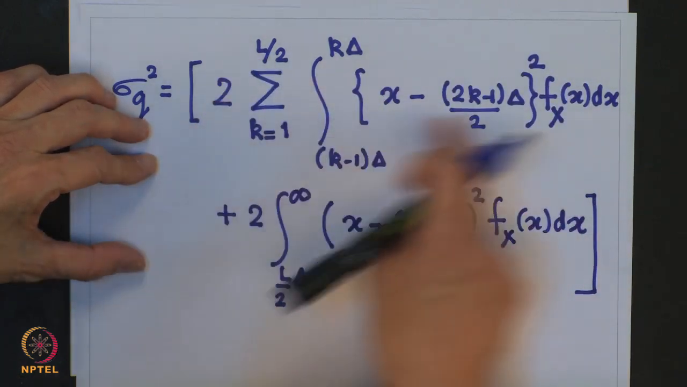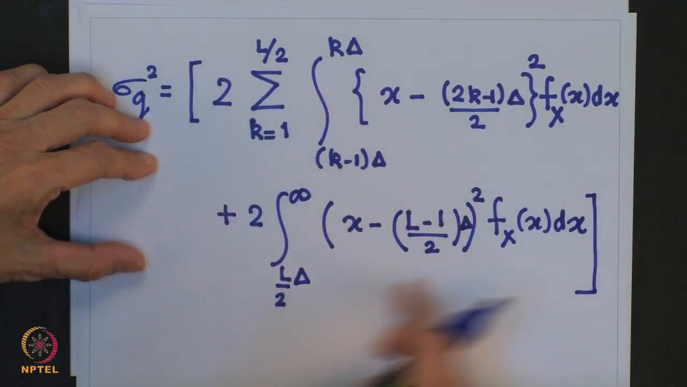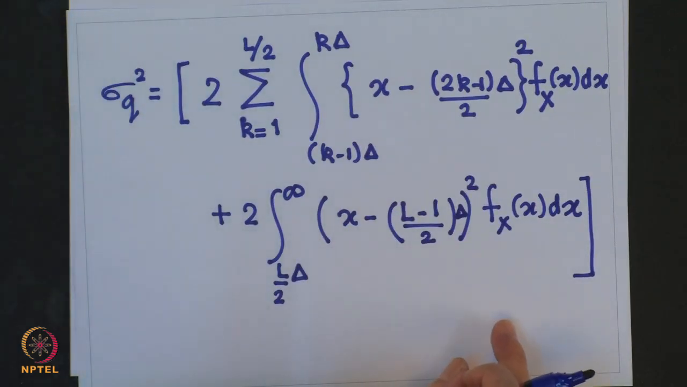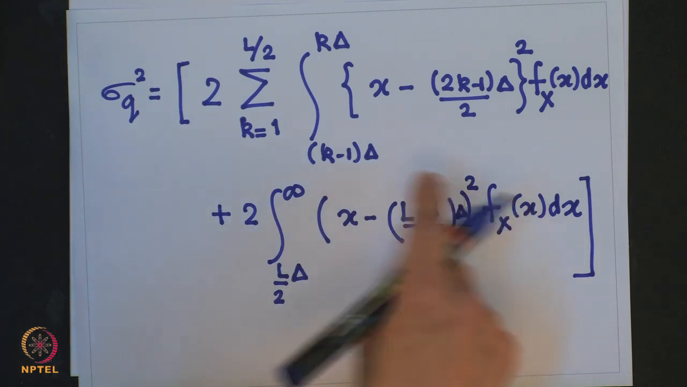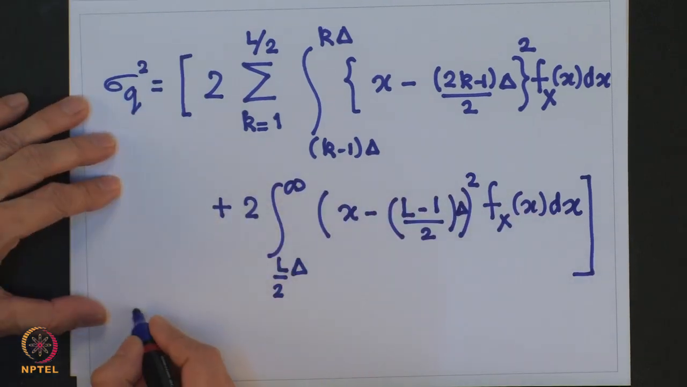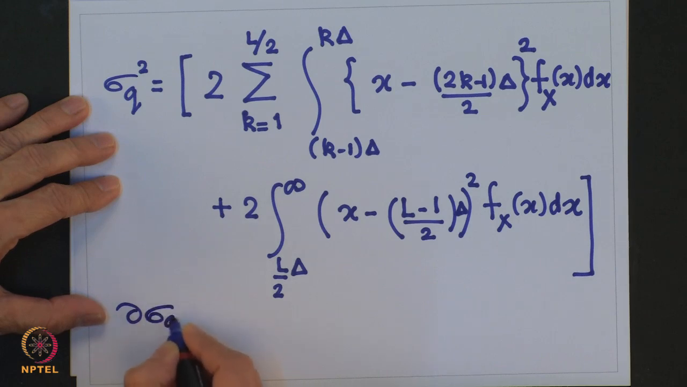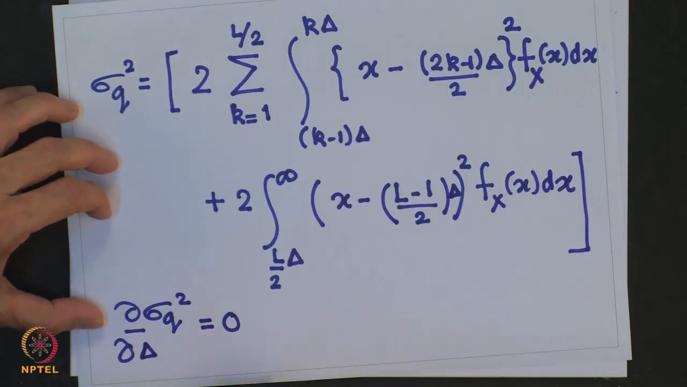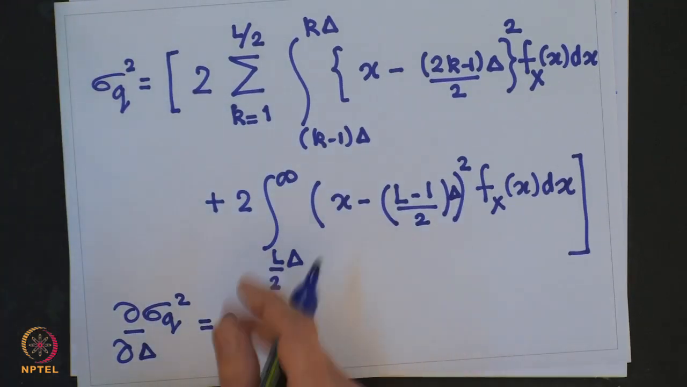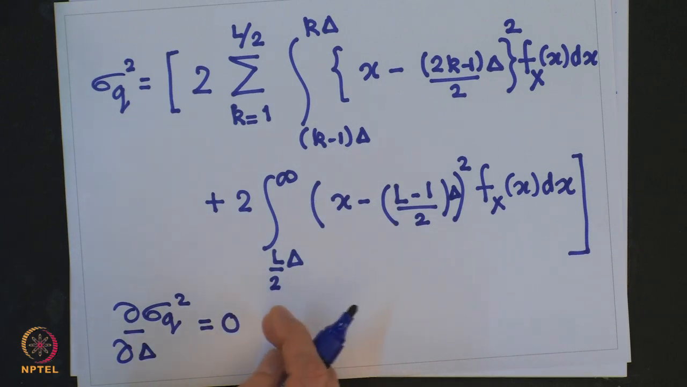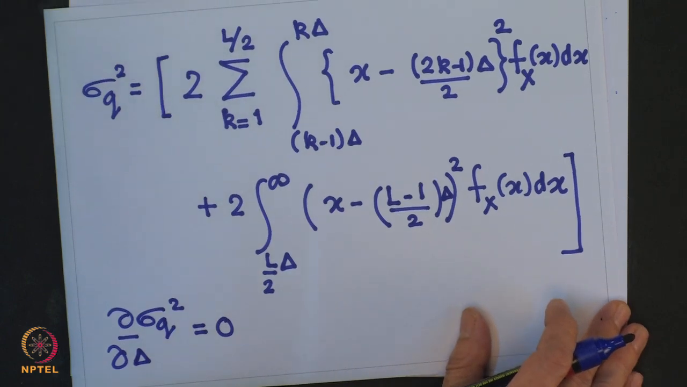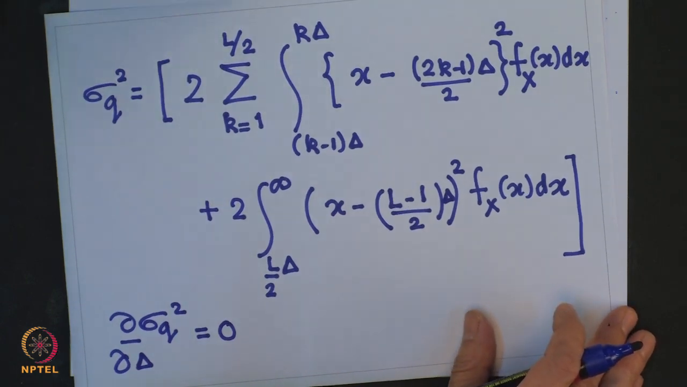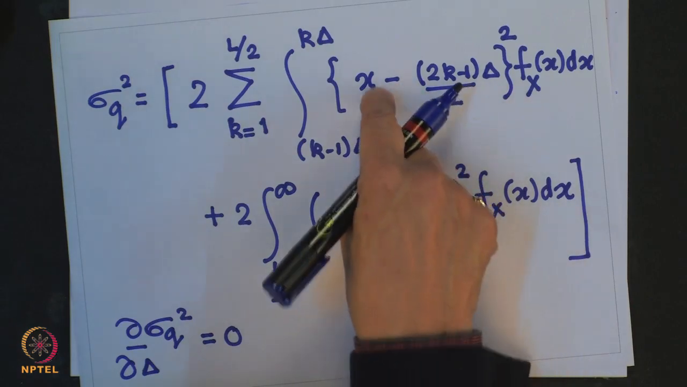This portion corresponds to the granular noise and this portion corresponds to the overload noise. So now what we have to do is take the derivative of this quantity with respect to delta and equate it to 0 to solve for the optimum value of delta.